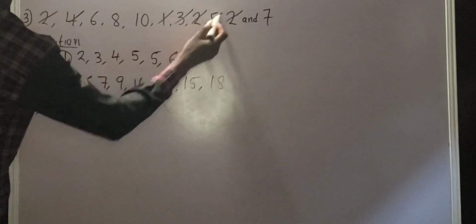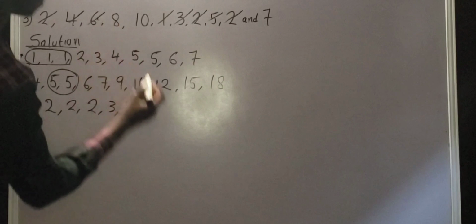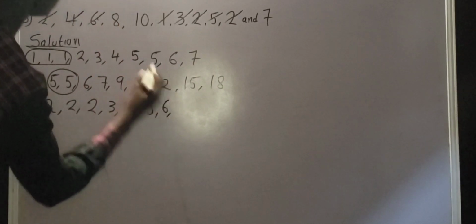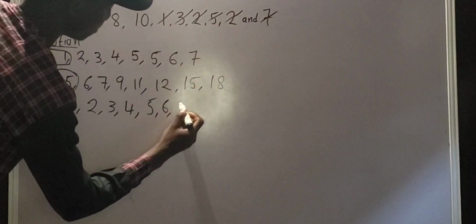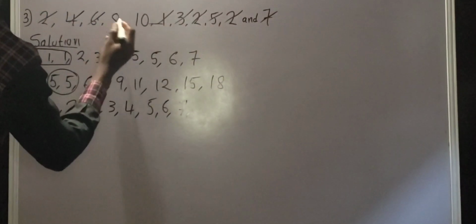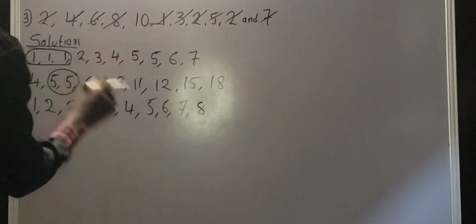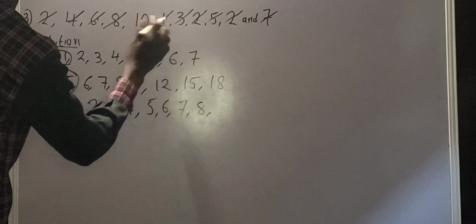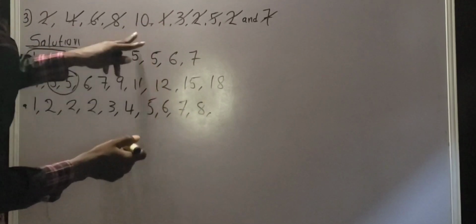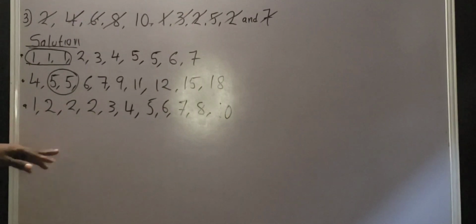What of 5? There is one 5 here. 6, 6, 7, 8, 8. Then, sorry, I mean 8 followed by 10. You understand? So now I want to check what is the mode of this data.